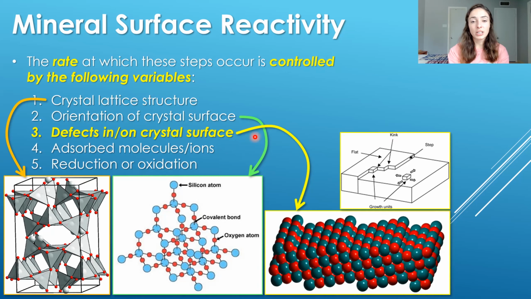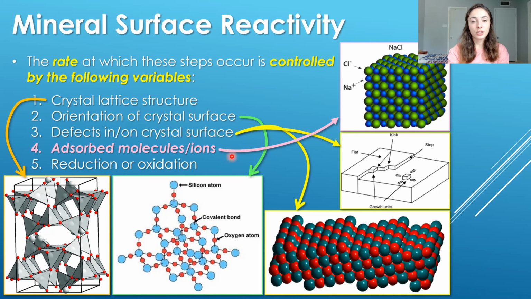The third main rate controlling factor is the defects on the crystal surface. We also talk about defects in crystal lattices in that crystal structures video I just mentioned. And this is referring to things like steps in the crystal structure at the surface where the sheets of atoms stop and there's a step downward to the next sheet of atoms. And then you can also have kinks, which are kind of like corners or triple junction things. And kink sites and steps are favorable for dissolution because they have lower coordination.